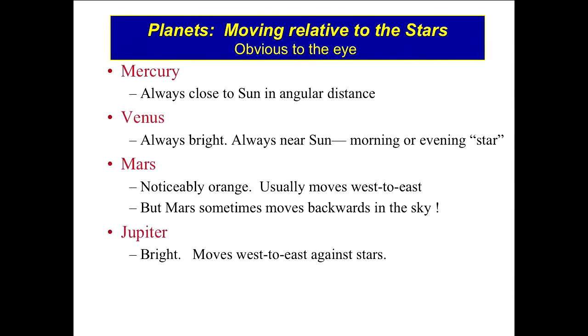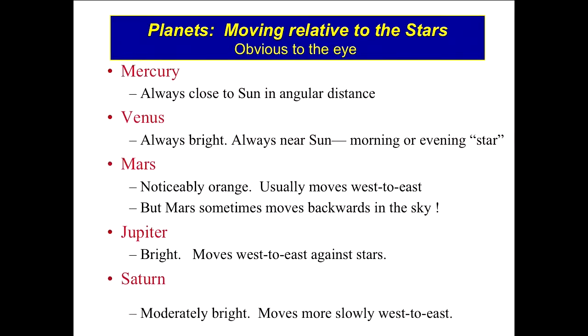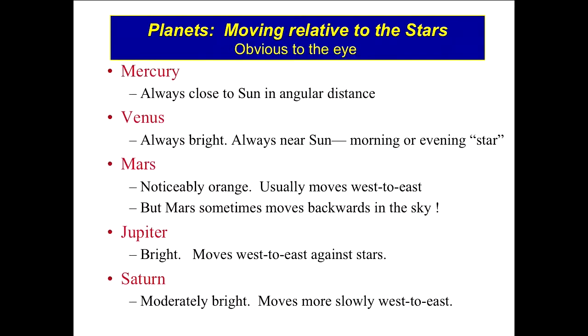Jupiter, same thing. It's bright, moves west to east. There has to be an explanation for why Jupiter goes west to east against the stars. Saturn, same thing. It's less bright. Why is Saturn less bright? There has to be a reason, but it moves slowly from west to east. Why are the planets moving the way they do?